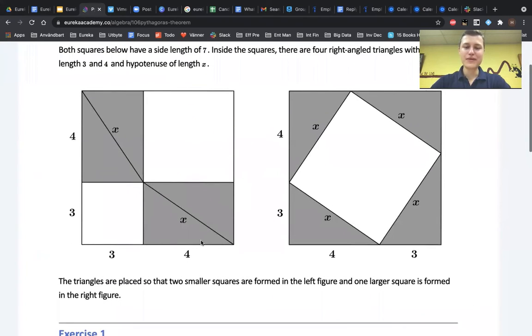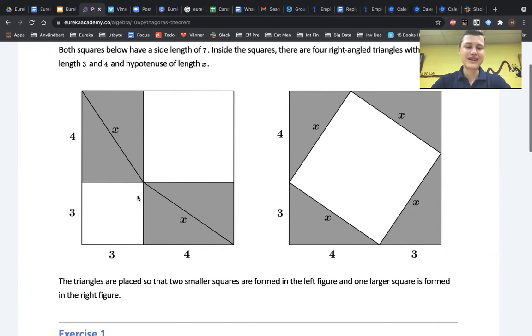So both squares have the same area, and in both squares, there are 4 gray right-angled triangles. The only difference is that the gray triangles are placed in different ways in each square. But obviously, as you can see, the white area in each of the figures has to be the same. We're starting with the same area, and we are filling in the same gray area. So the white must be the same.